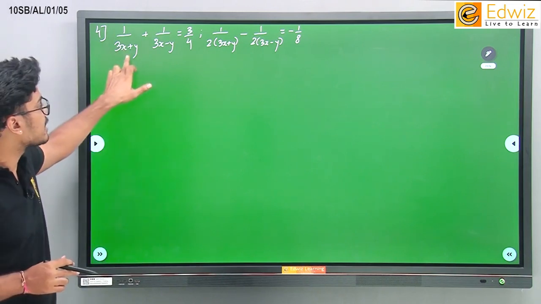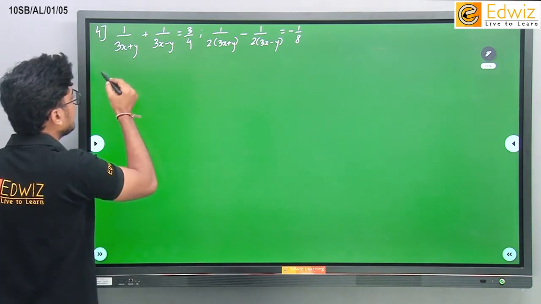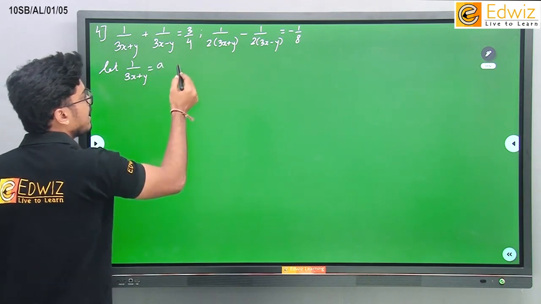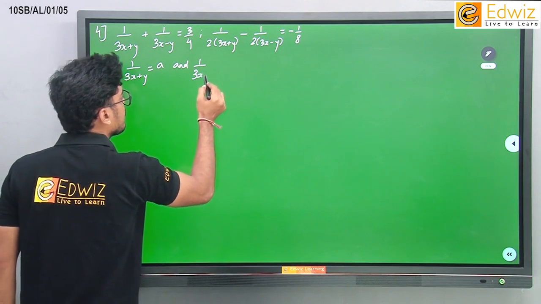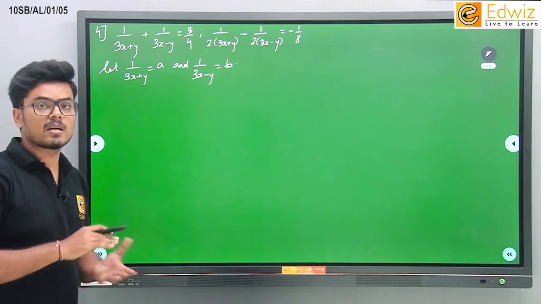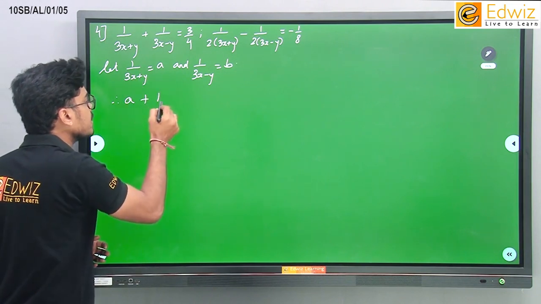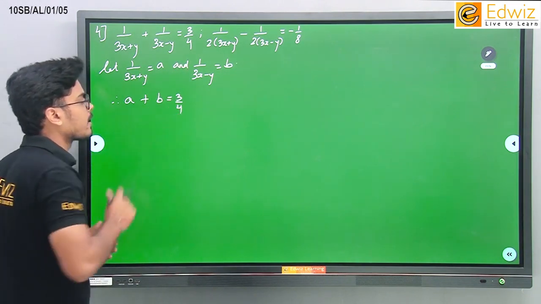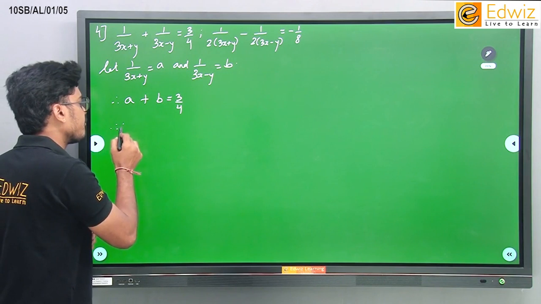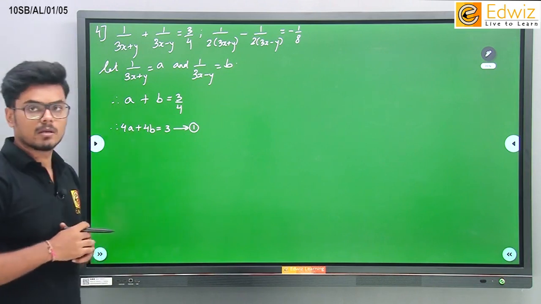As you can see, 1 upon 3x plus y, यहाँ पर भी 1 upon 3x plus y. This can be considered as one variable. So let 1 upon 3x plus y equal to a and 1 upon 3x minus y equal to b. ठीक है? Now these equations will change. They will get converted into linear equations. यहाँ पर आ जाएगा a plus b equal to 3 upon 4. Okay? इसको हम लोग थोड़ा सा shuffle करेंगे तो 4 को इस साइड लेने पे it will become 4a plus 4b equal to 3. ये हो गया मेरा first equation. Correct?